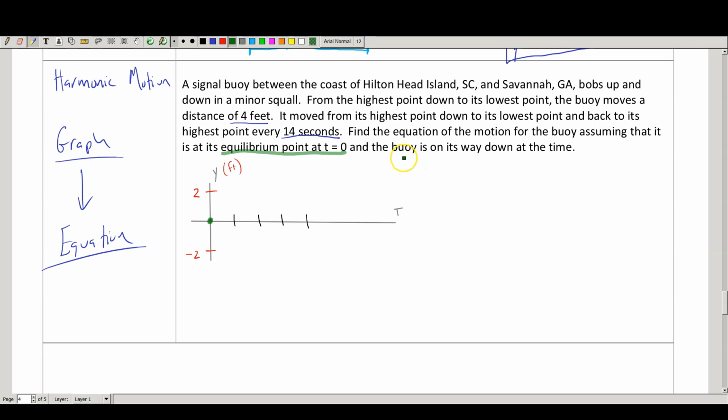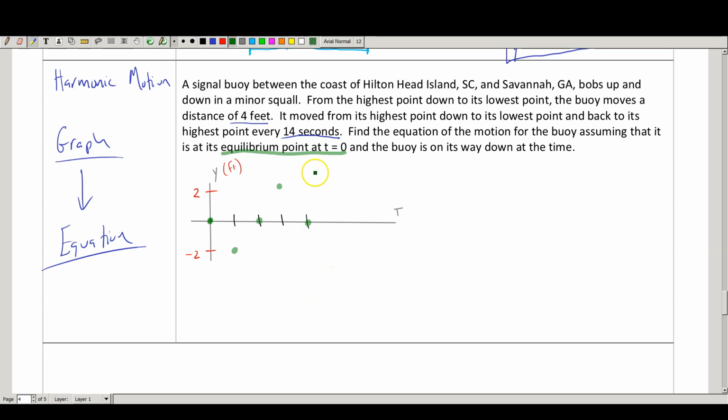So if we keep reading, it says the buoy is on its way down at that time. So that means that we're going down from equilibrium when we start the stopwatch at time equals 0. It's in the middle, and then it goes to the bottom, and then it follows the path of harmonic motion, the sine graph, right? The periodic function goes back to the middle. The next segment would be at the top at 2, and then it would just repeat itself right here.